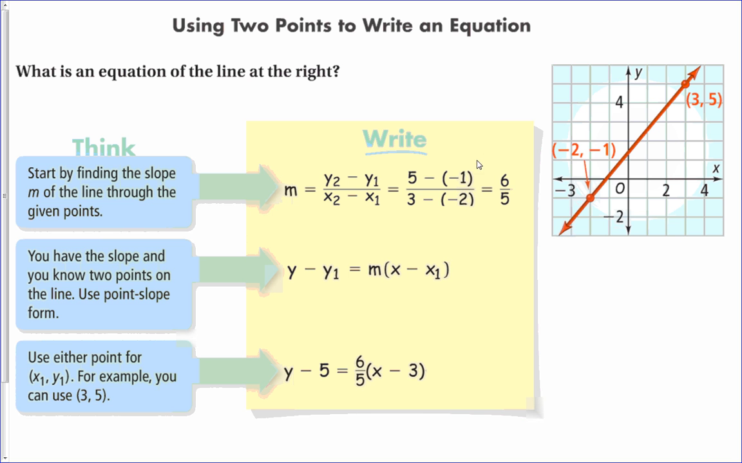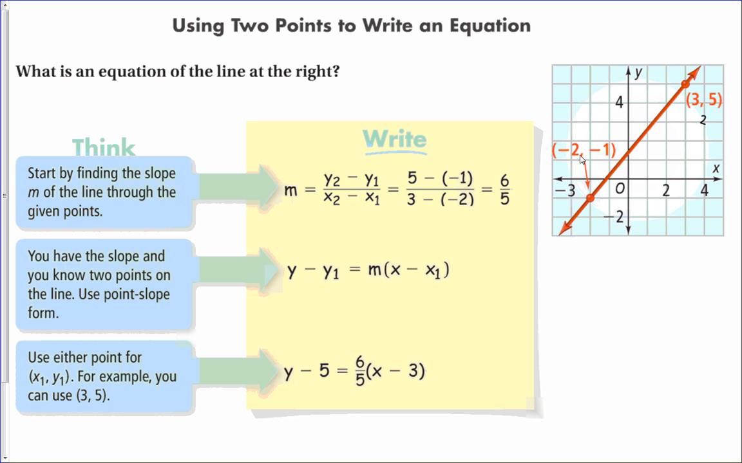Using 2 points to write an equation. So what is the equation of the line to the right? All right, well, the first thing we have to do when we have these two points is find our slope. Start by finding the slope m of the line through the two given points.